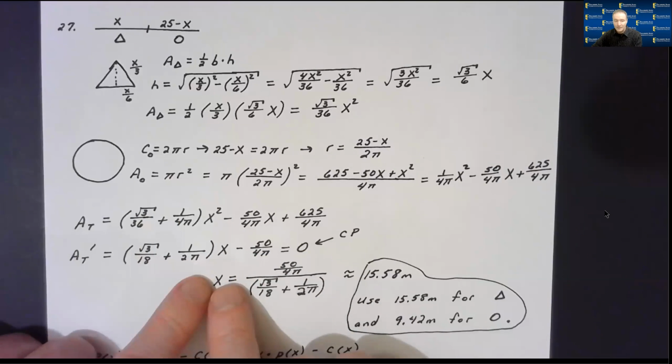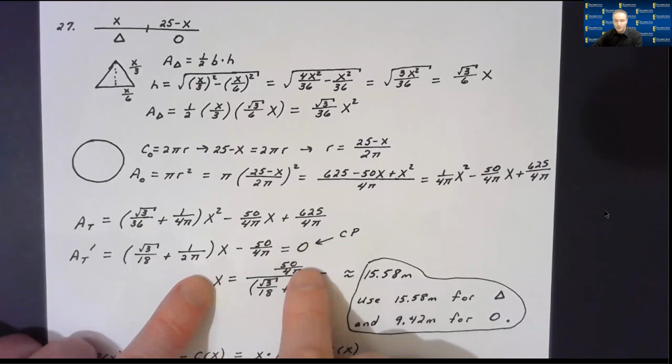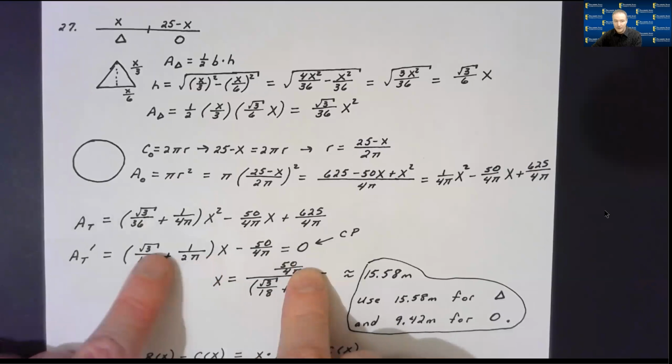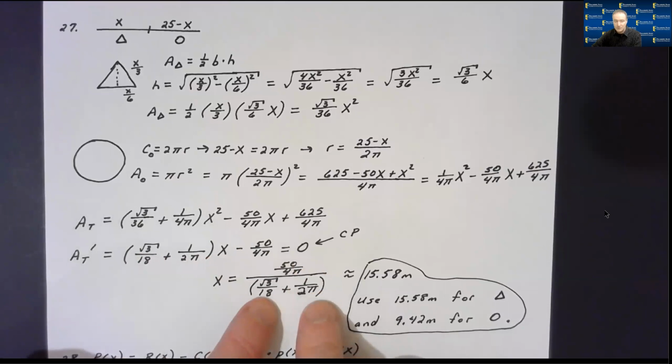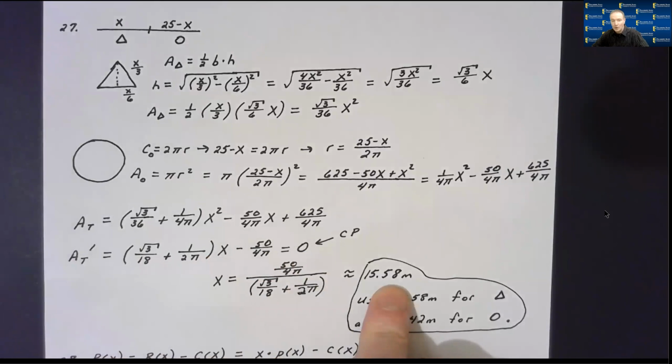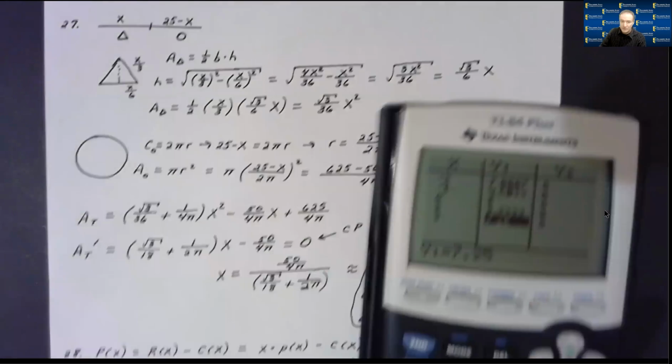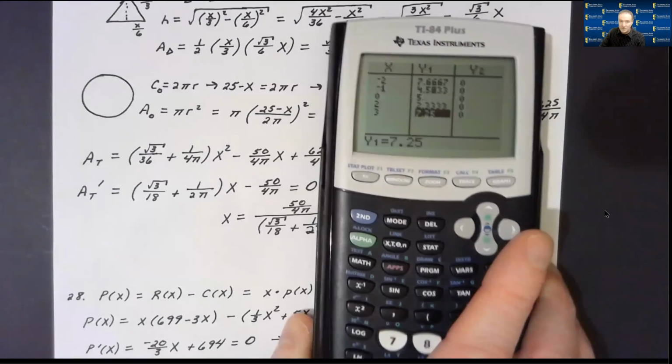When I do that, the 50 over 4 pi moves to the right-hand side. Then I solve for x by dividing by its coefficient. And when I did that, please be very careful about how you enter that into the calculator. A lot of students struggle entering this expression into their calculator. Make sure you can get this and get the 15.58 meters.